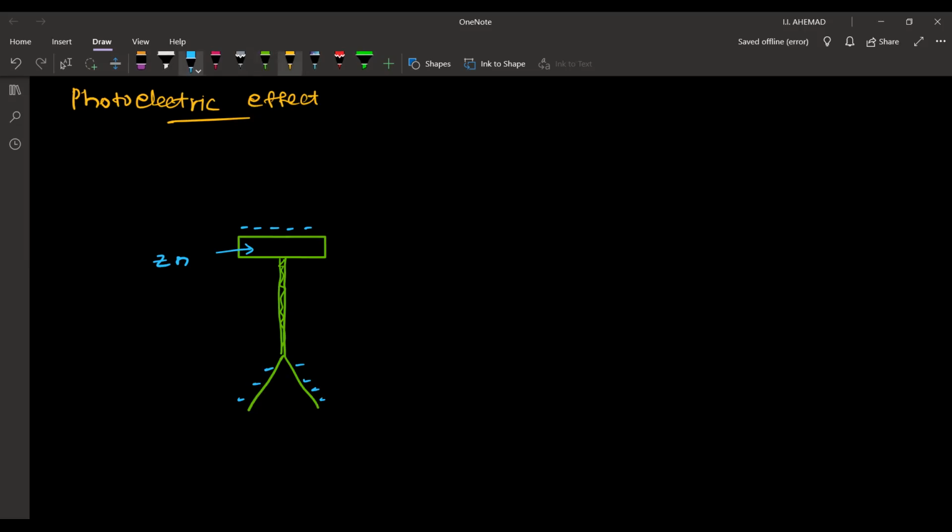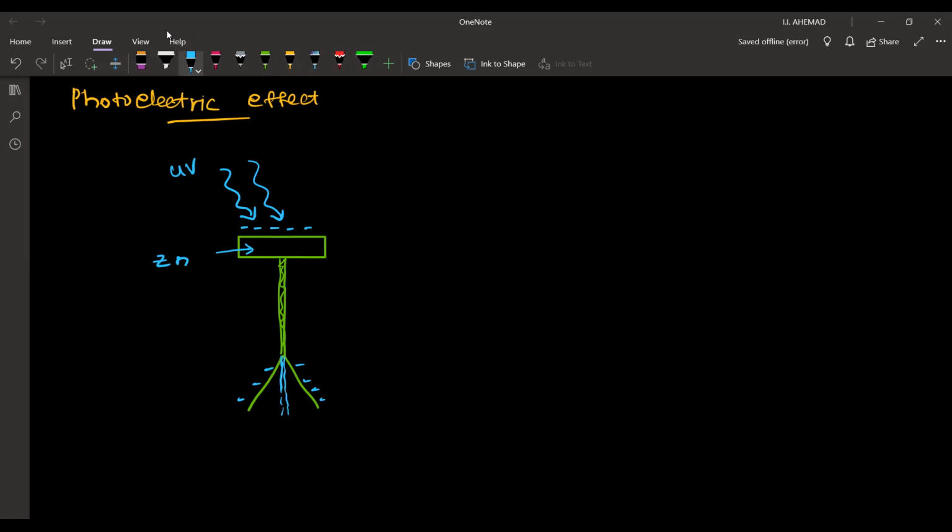Now, when we shine normal light onto the surface of zinc, there is no change. But if we shine UV light, if the zinc material is exposed to this UV light, then we observe that these metal foils fall.